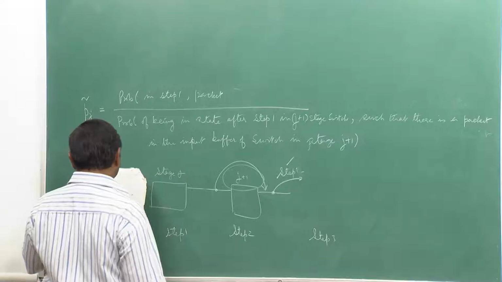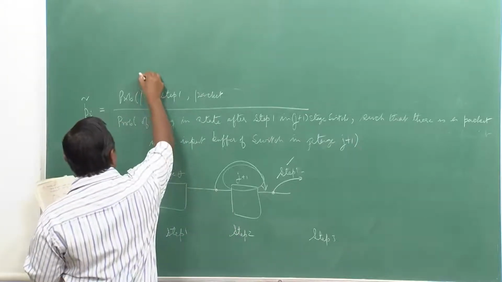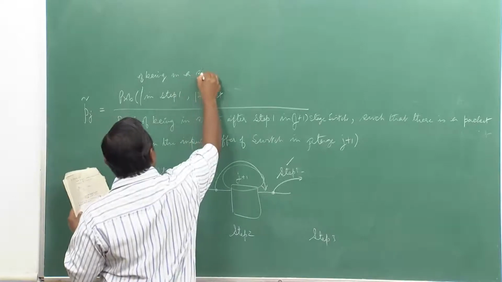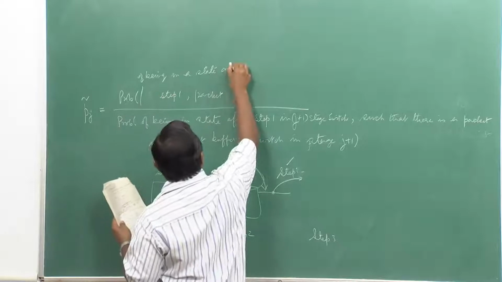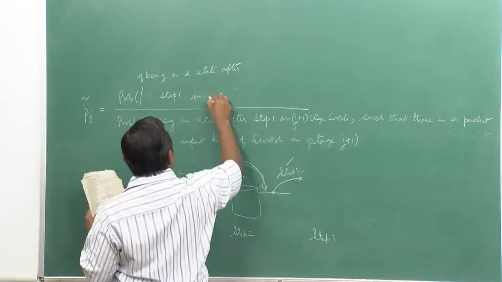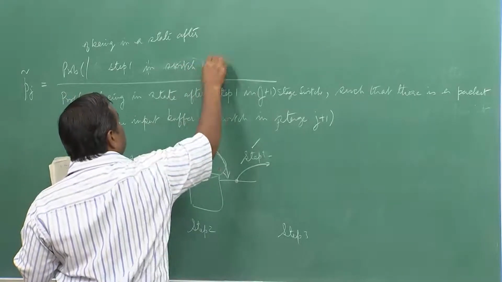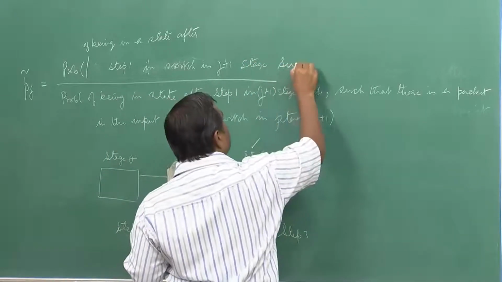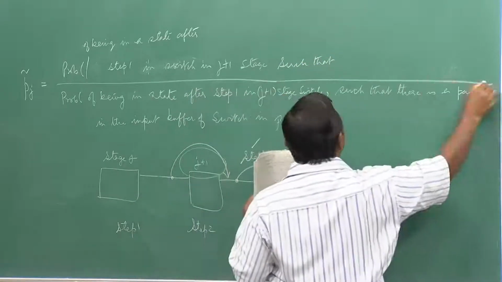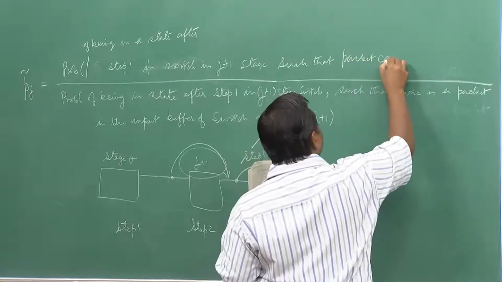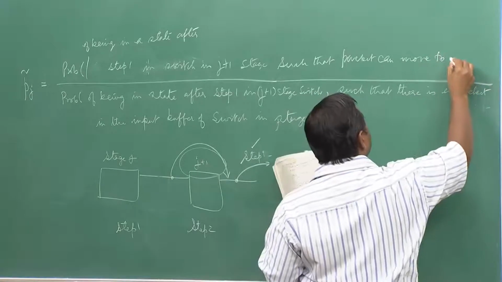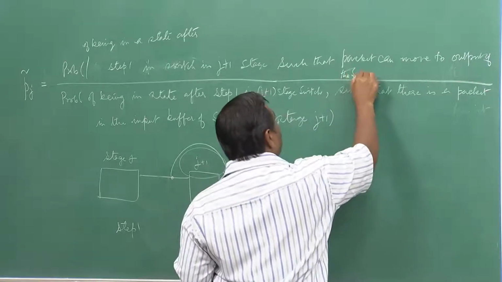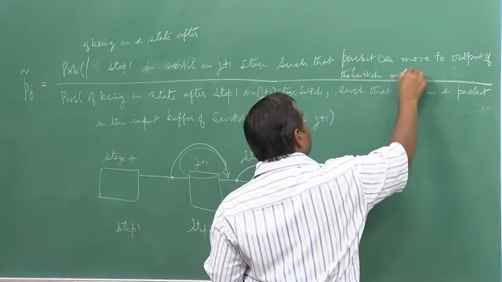And of course, this probability will be of being in a state after step 1 in a switch in the j plus first stage such that a packet can move to the output of the switch in step 2.